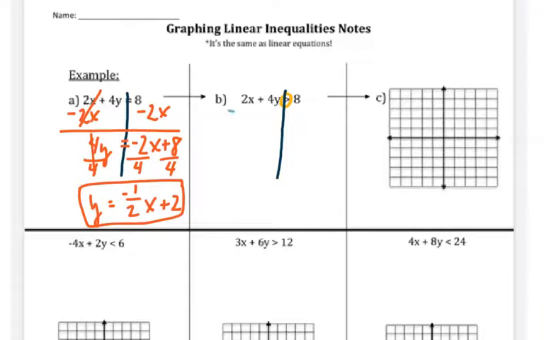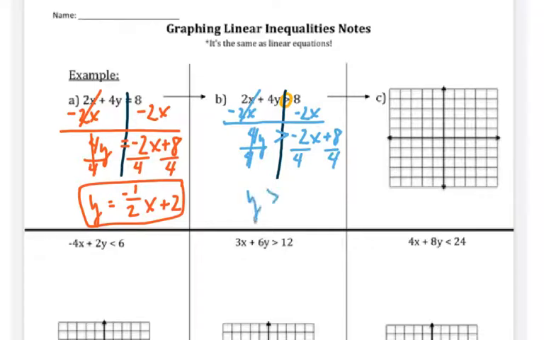Just like before, we have to move the x. Subtract 2x, subtract 2x. That leaves me with 4y is greater than negative 2x plus 8. Get y by itself. Divide by 4, divide by 4, divide by 4. Don't change it to an equal sign, keep it greater than. Negative 2 over 4 is negative 1/2, with an x. 8 divided by 4 is positive 2. So that gives me a nice line that I can graph.